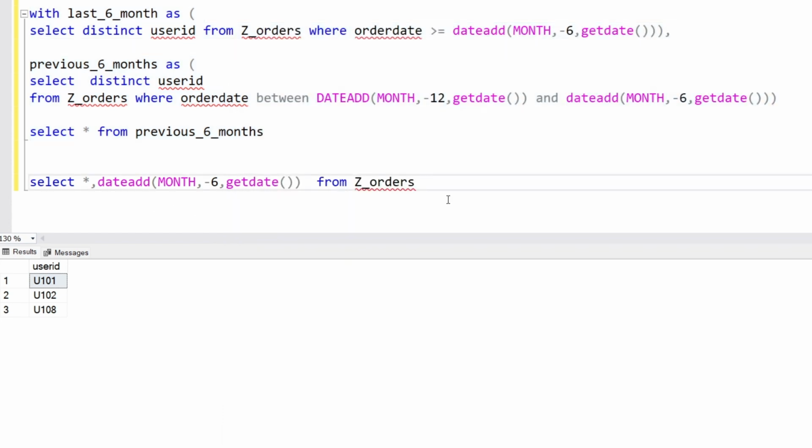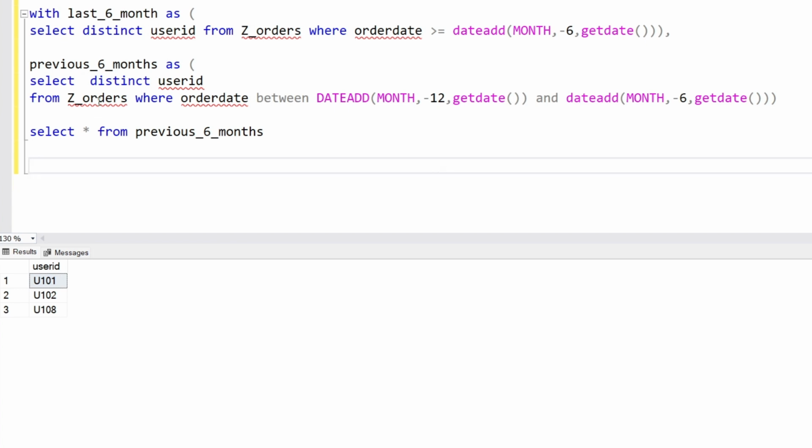So now what we're going to do here is join both the tables, both the CTEs.